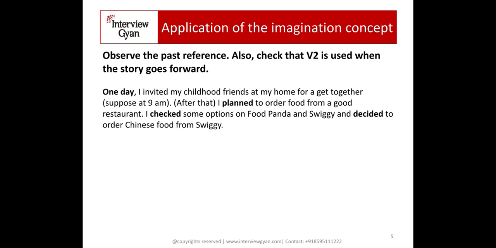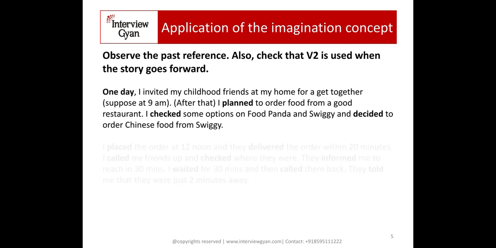After that, I planned to order food from a good restaurant. So the moment you say I planned, it means the story is moving forward. Second form by default means the story will move forward if you're already standing at a past point. Okay, let's go ahead. I checked some options on Food Panda and Swiggy and decided to order Chinese food from Swiggy. Please observe that we went to one point, that is one day, and then we are just moving forward to make the rest of the sentences, and we are using second forms.